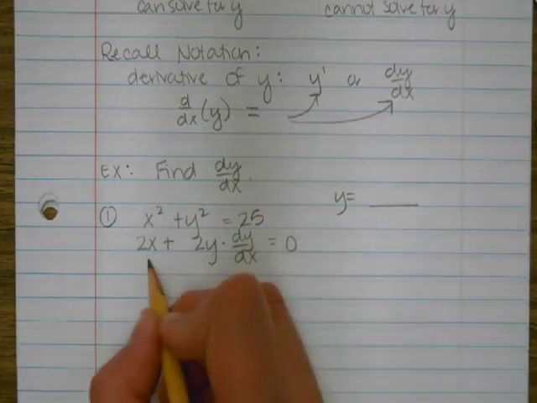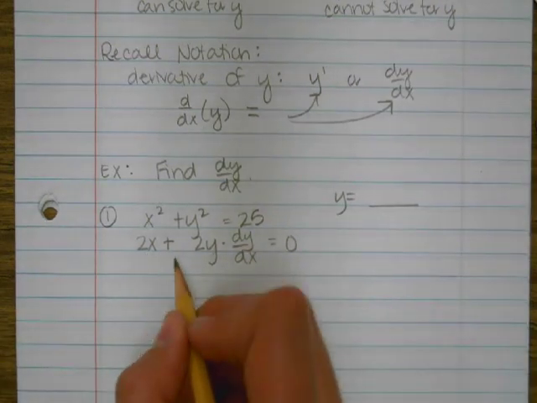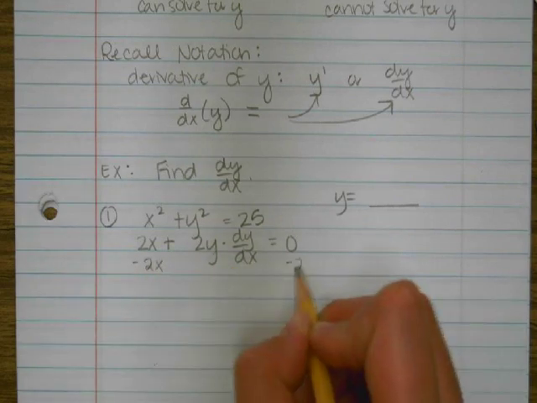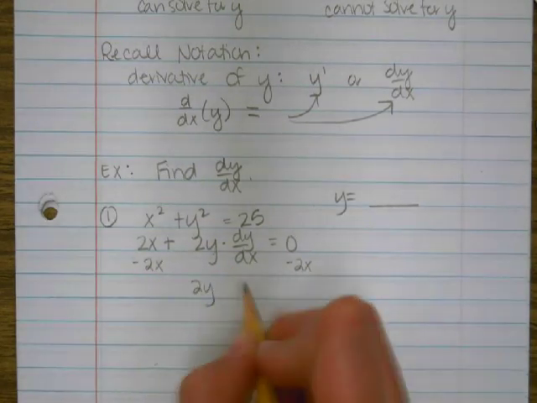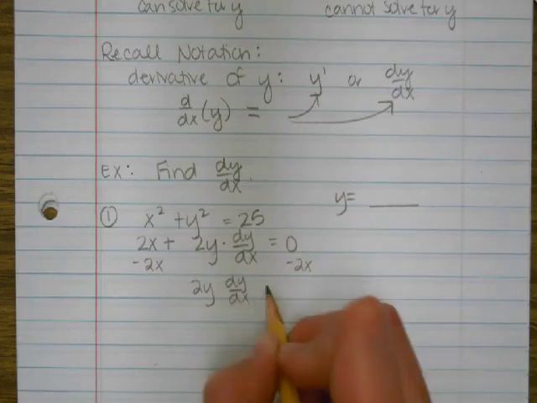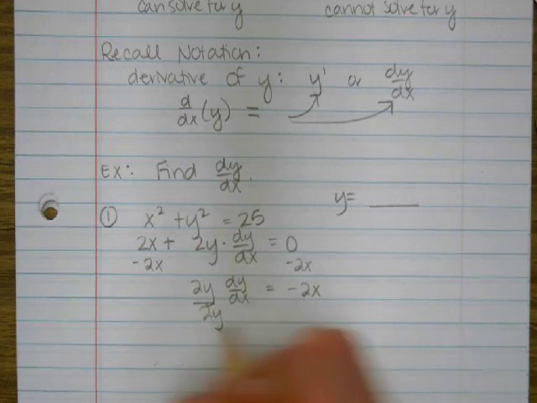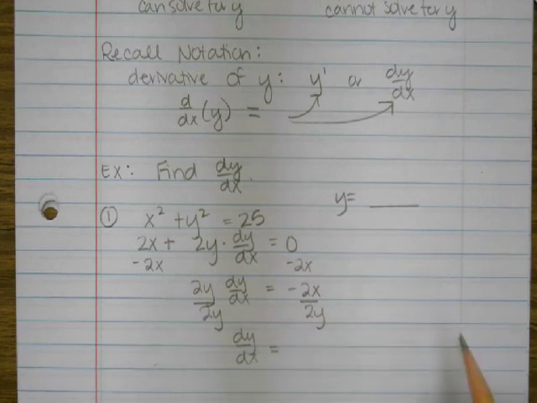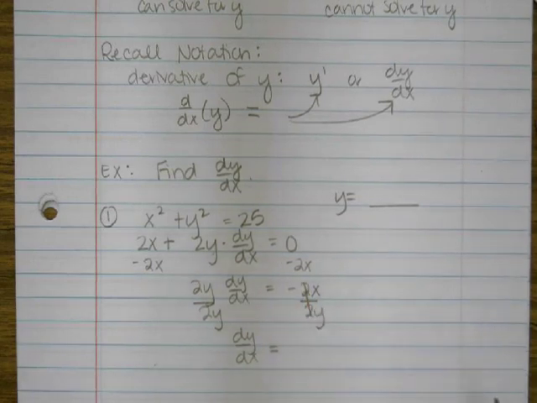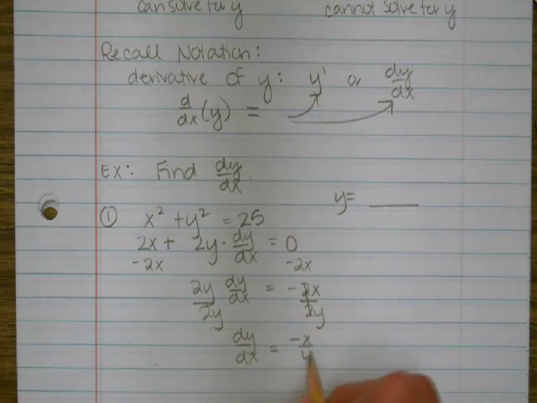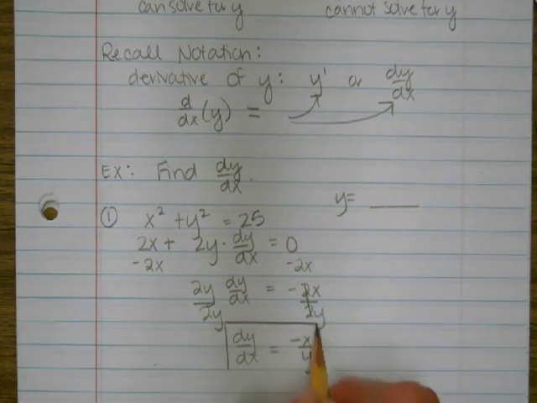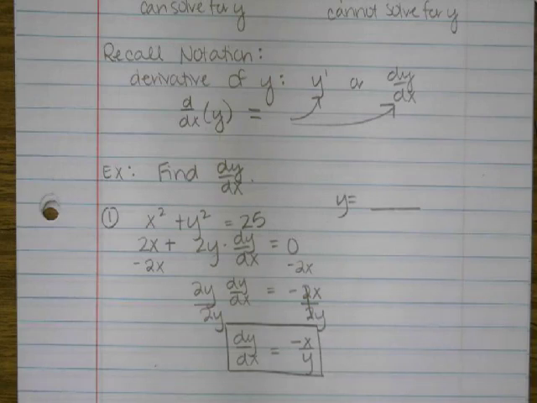I'm going to start moving things away from dy dx so that I can isolate it. That gives me 2y dy dx equals negative 2x. Then I'll divide by 2y. And so dy dx equals, I can cancel out my 2's, I divide to make a 1. And so dy dx is negative x divided by y. And I was able to do that using implicit differentiation.